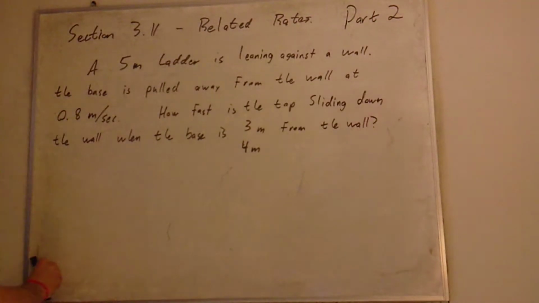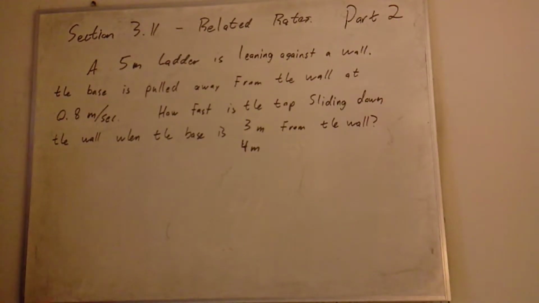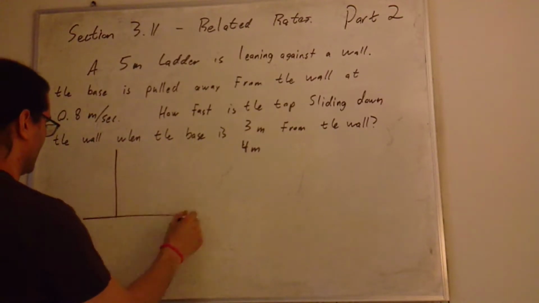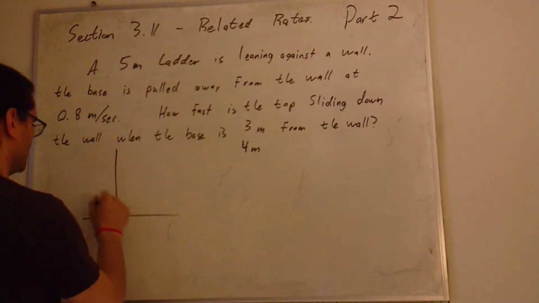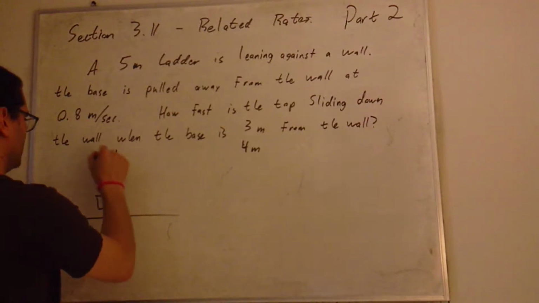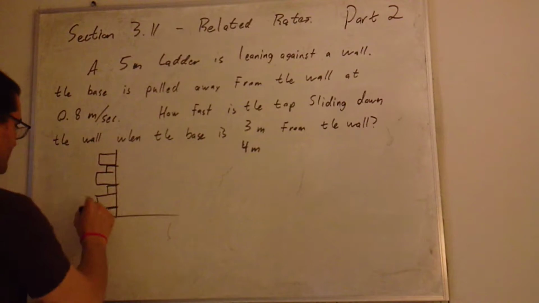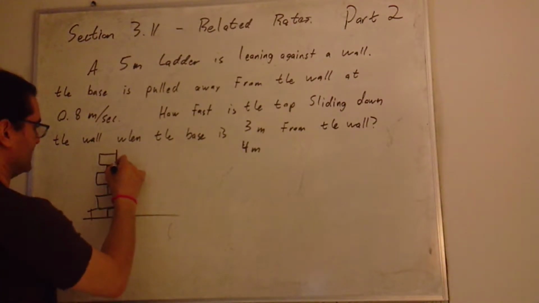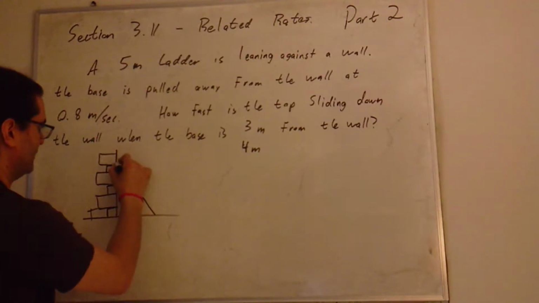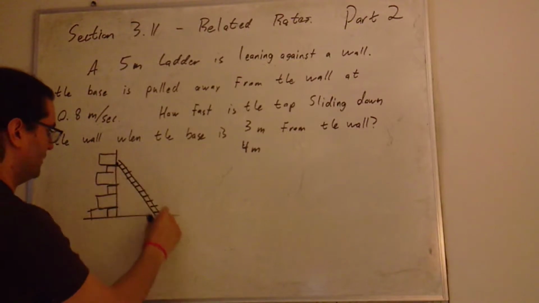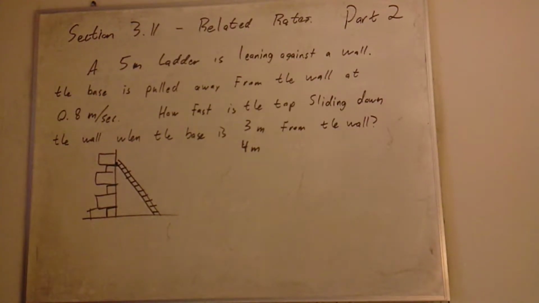So you have the situation with a ladder leaning against a wall. I don't know if that's visible. Maybe I can just do this. Here's a wall, here's the ground. You can tell this is a wall because it has bricks. There we go. Wall. And you have this ladder leaning against it. Here's my ladder. The ladder is leaning against the wall.